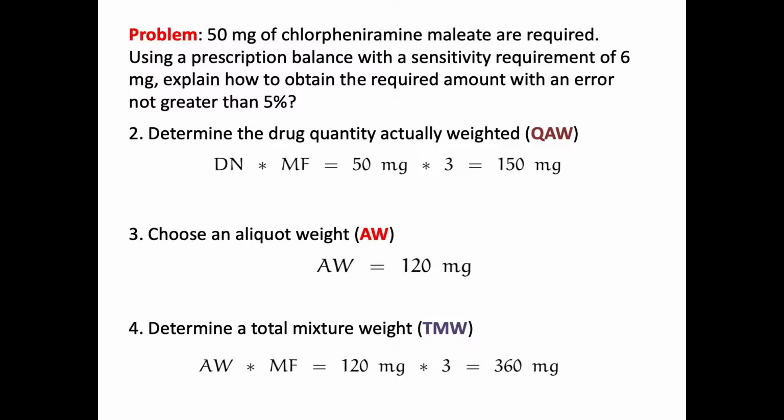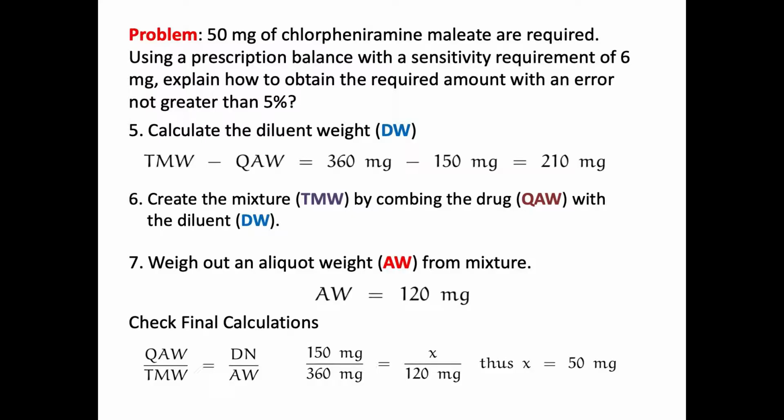Okay, now that we know that, we can go to step 4, which is to determine the total mixture weight, that of both the drug and the diluent, the total mixture combined. Let's take our aliquot weight that we just picked, which was 120 milligrams, times the same multiplication factor of 3. So 120 times 3 means our total mixture weight will be 360 milligrams. Step 5 is to determine the diluent weight, and we do that by taking the total mixture weight we just calculated at 360 milligrams and subtracting the quantity of drug we're actually going to weigh, which we said was 150 milligrams. So 360 minus 150 means we need 210 milligrams of diluent.